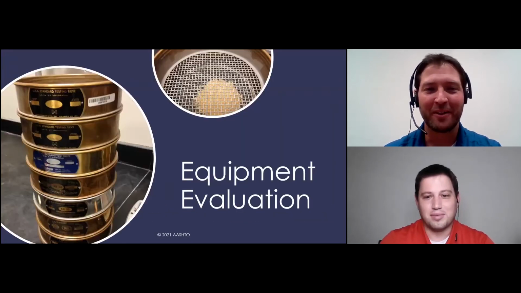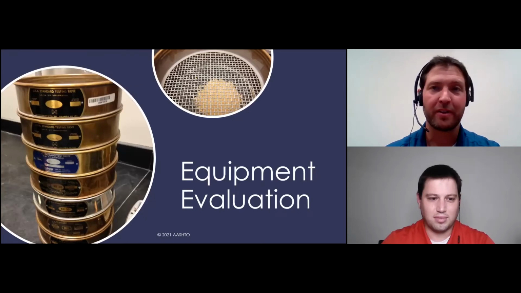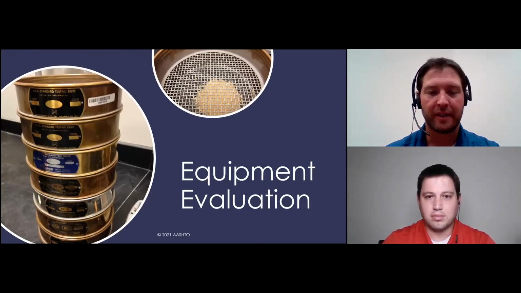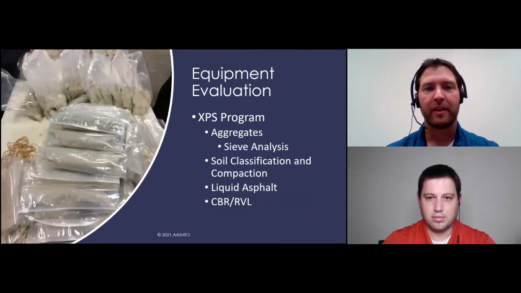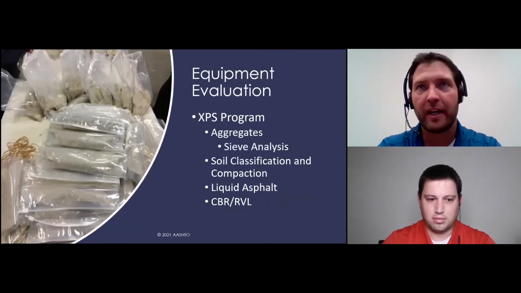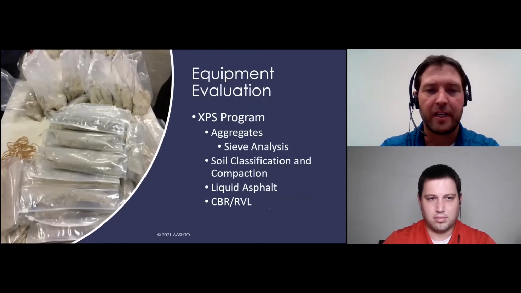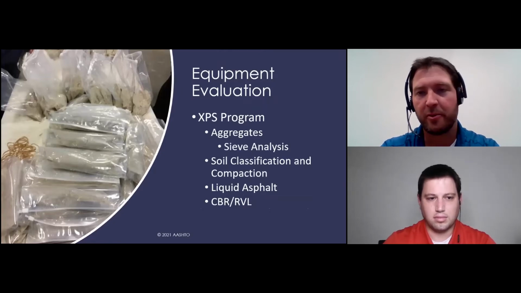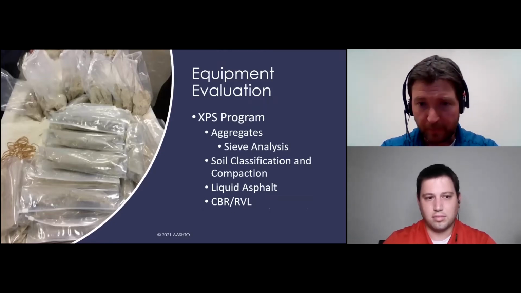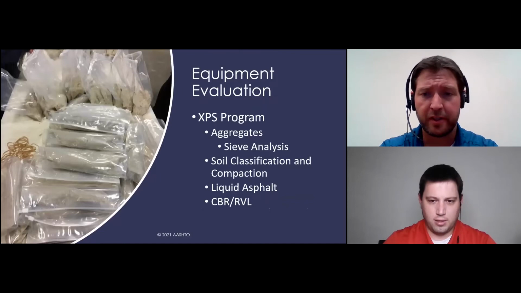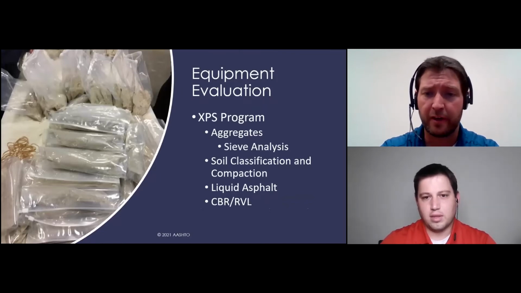All right, so we'll move on. We'll talk about equipment evaluation. This is one of those other things that you can use the proficiency samples for, beyond the norm. And things like the XPS program that I've mentioned, where you can purchase those samples a little bit cheaper for use with this kind of stuff. For the aggregates for things like sieve analysis, soil for classification and compaction, liquid asphalt, and also things like the CBR and R value samples. And Ryan, you can probably share some of the stuff that we use the aggregate samples for within our laboratory.